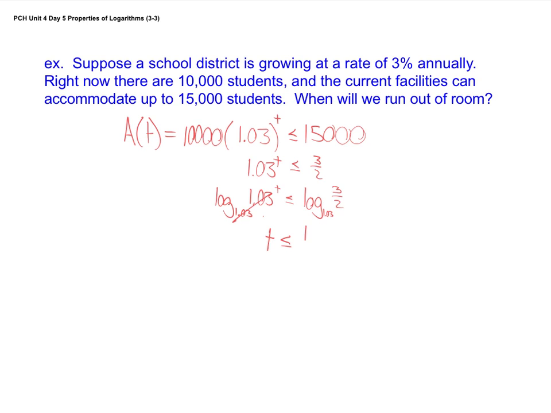So this is where the change of base formula comes in. We have the log of 3/2 divided by the log of 1.03. That we can punch into our calculators. So we get t is less than or equal to 13.7. Okay? So theoretically, somewhere in that 14th year, we're going to reach capacity.